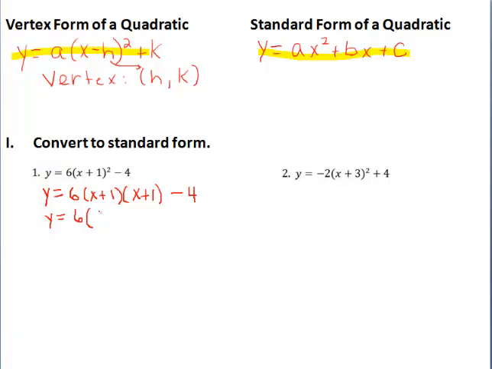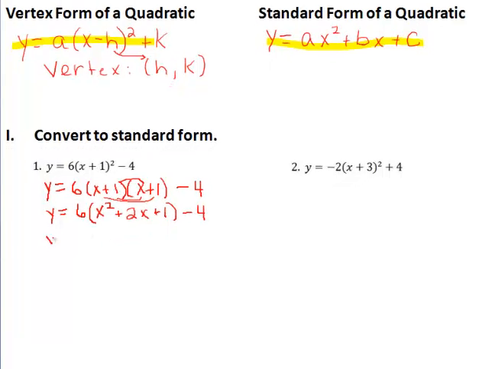x times x is x squared. x times 1 is 1x, but then it's also going to get combined with this here. So you're going to have 1x plus 1x, which is 2x. And then 1 times 1, which is 1. And we also have this minus 4 on the end.